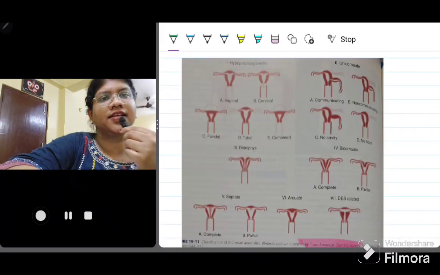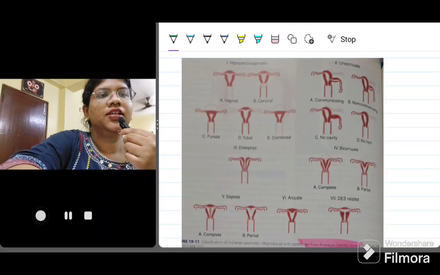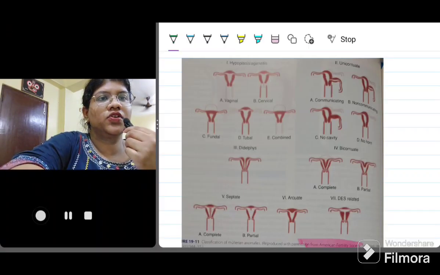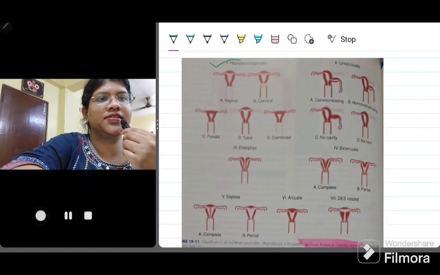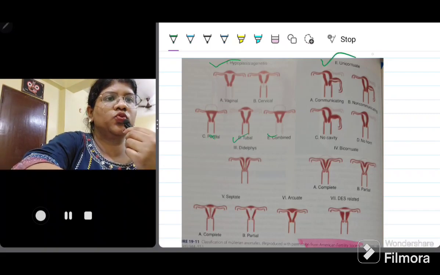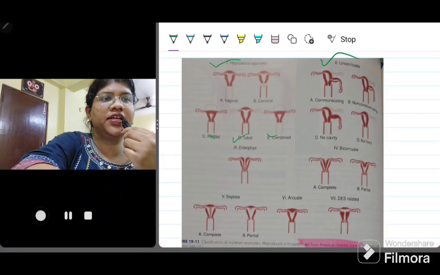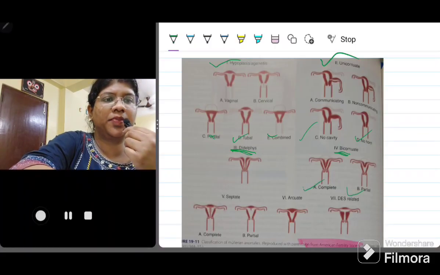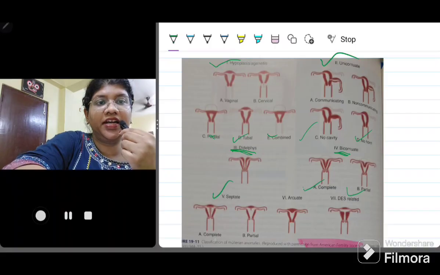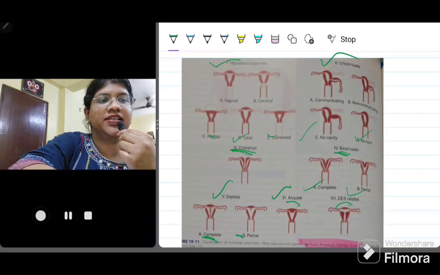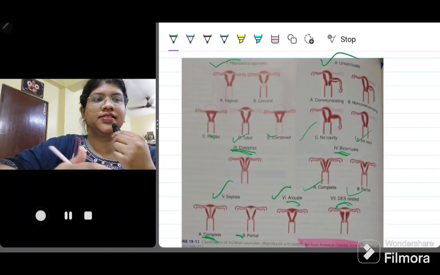The American Fertility Society, that is the AFS, has also given its own classification. This image I have taken from Williams. So you can see class 1 is hypoplasia or agenesis. It can be vaginal, cervical. In the uterus, it can be fundal or tubal or combined. Class 2 is unicornuate, which can have communicating or non-communicating, no cavity or no horn. Then class 3 is didelphys. Class 4 is bicornuate, which can be complete or partial. Class 5 is septate, which can again be complete or partial. Class 6 is arcuate, and class 7 is diethylstilbestrol related, that is DES related.